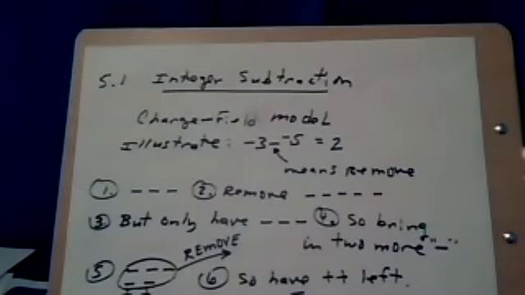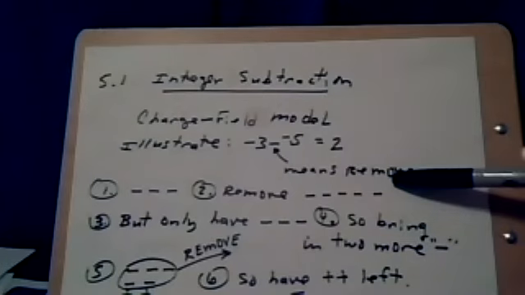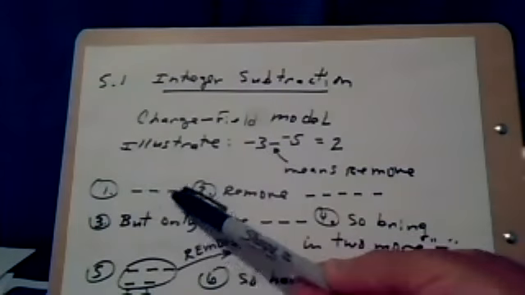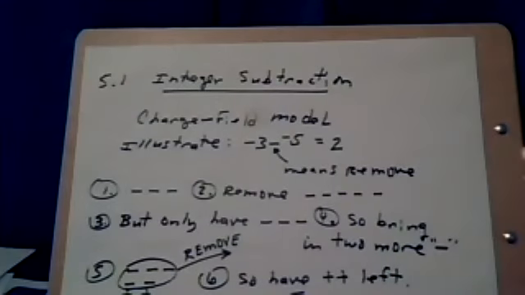This is integer subtraction, charge field model. How would you represent -3 minus -5? Okay, the standard is that the subtraction is going to mean remove. So you're going to have 3 negative charges, -3, and you're going to remove 5 negative charges. But then we say, well, how can you remove 5 negative charges if you only had 3 negative charges?